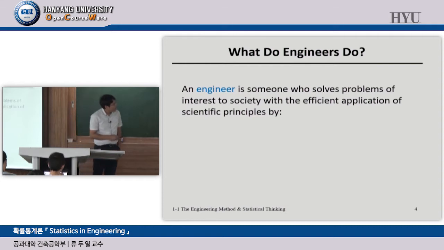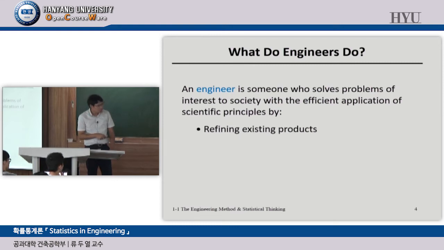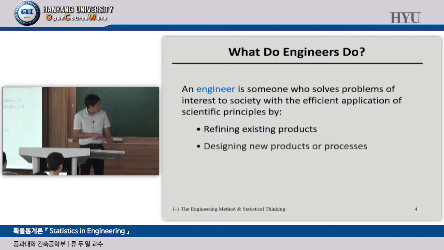And firstly, what do engineers do? An engineer is someone who solves problems of interest to society with the efficient application of scientific principles by refining existing products, which means improving products that already exist, and designing new products or processes.